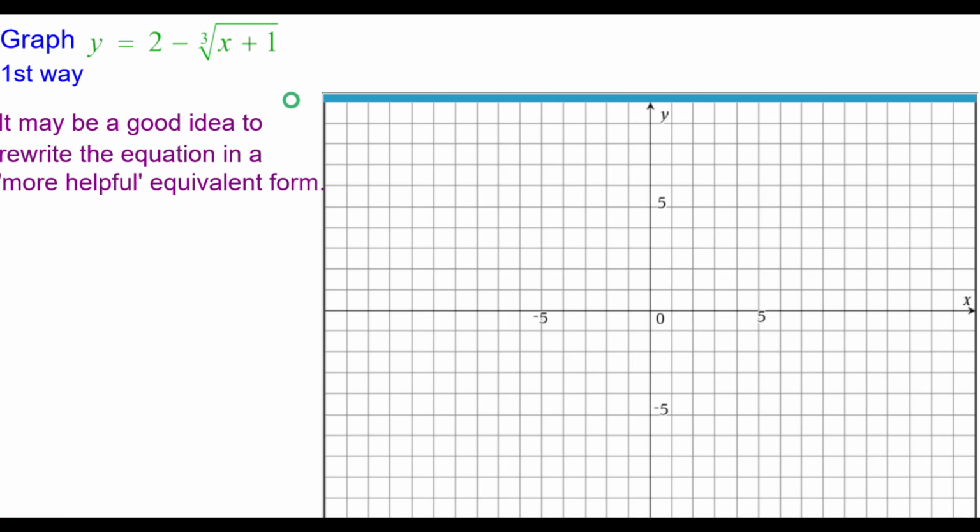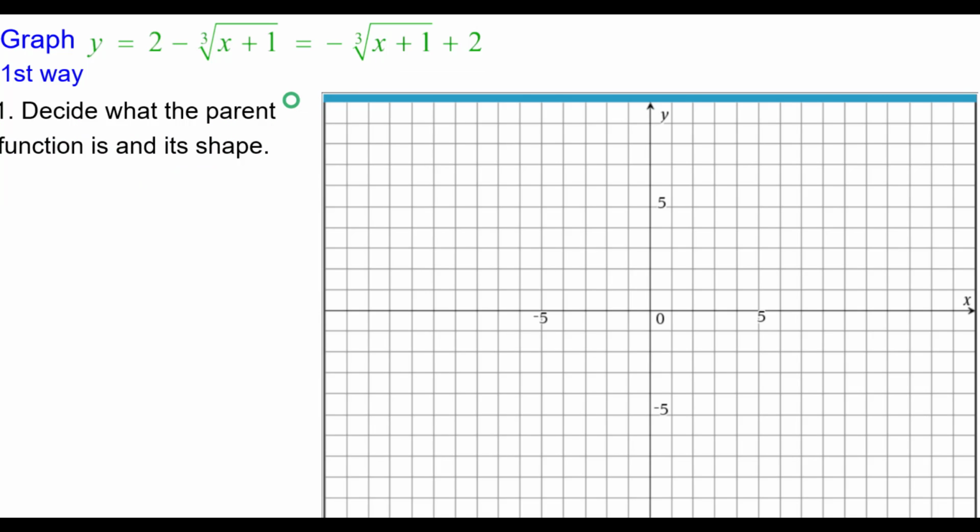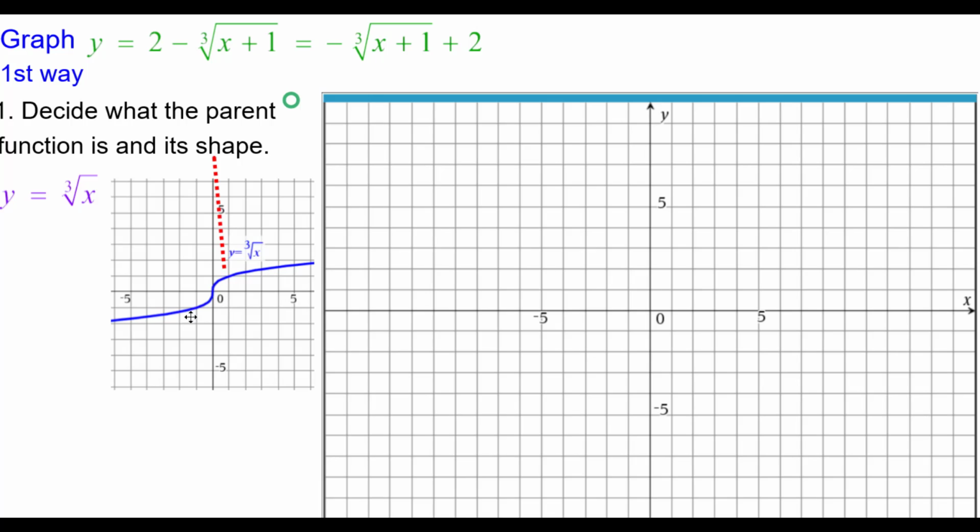It might be a good idea to rewrite the equation in a more helpful equivalent form. So we're going to rewrite this as the opposite of the cube root of the quantity x plus 1 plus 2, so we can see the parameters more easily. So we need to decide what the parent function is and its shape, and it is the cube root of x function. The shape is this kind of sideways cubic graph. Keep that in mind as we're doing the graph.